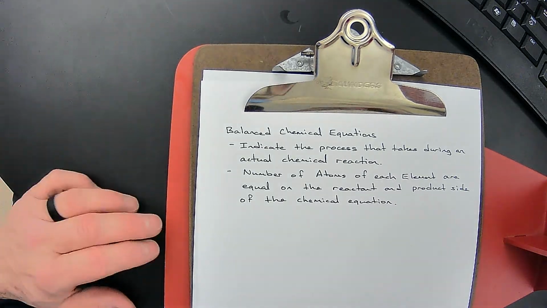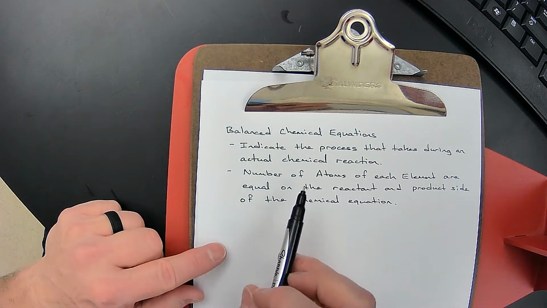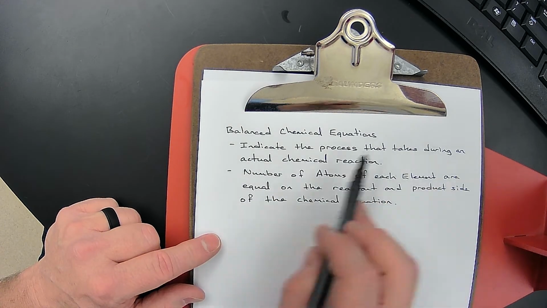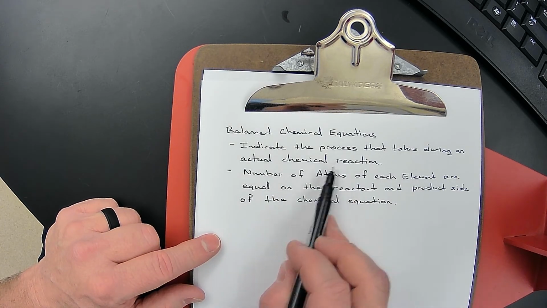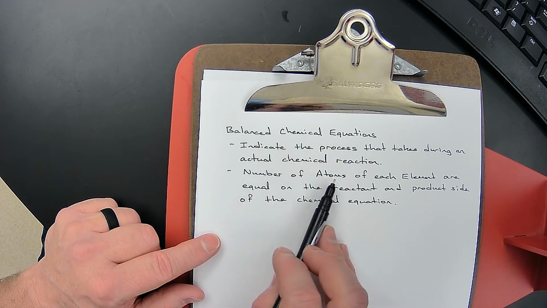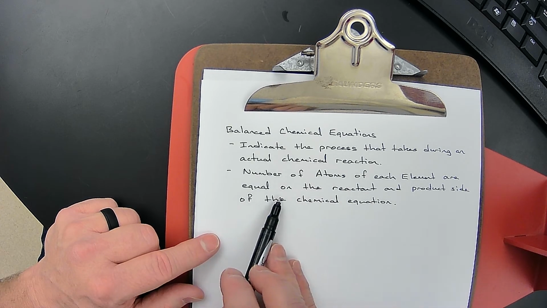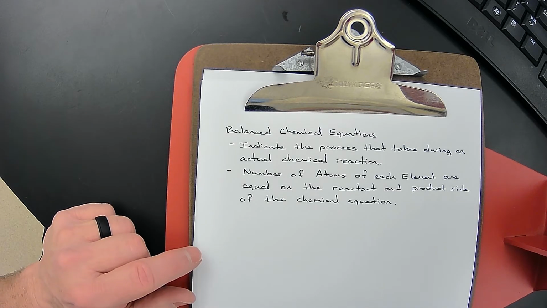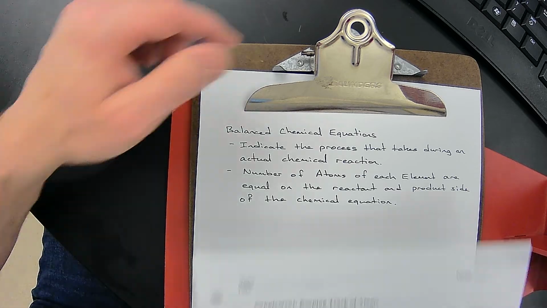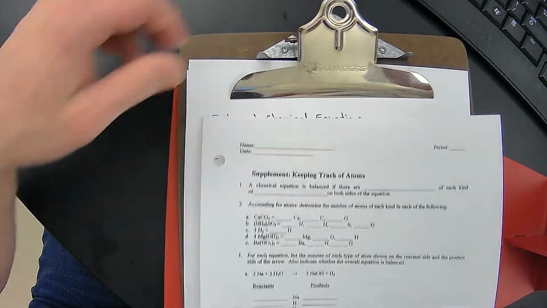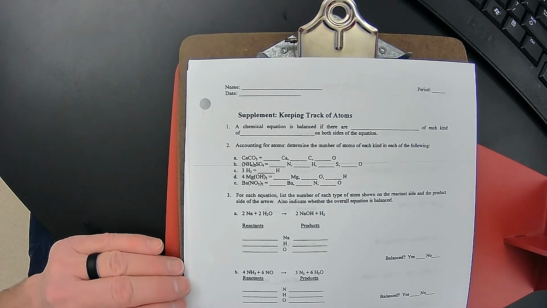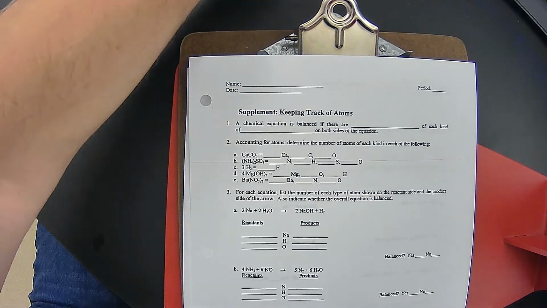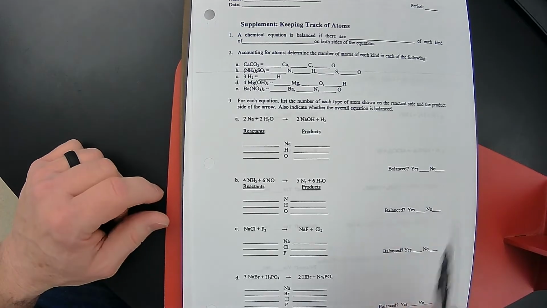So our job when seeing a chemical equation is to make sure that it indicates the actual process taking place in real life by making sure the number of atoms of each element are equal on the reactant and product side of the chemical reaction. So what we're going to do is a couple of examples from this supplement, Keeping Track of Atoms. And right now, all we're going to do is indicate whether the equation is balanced or not.